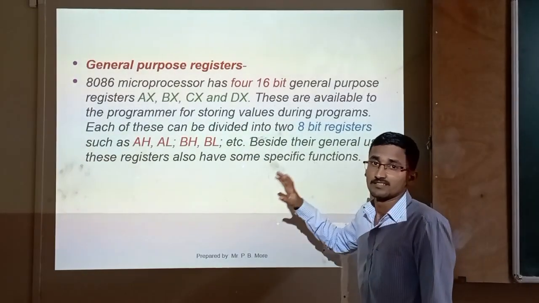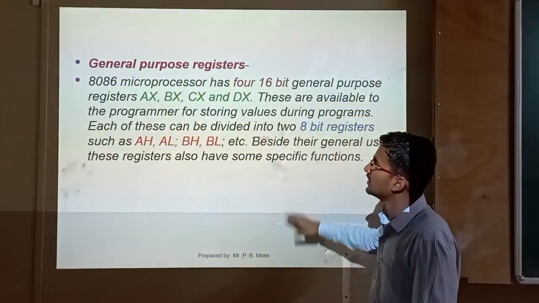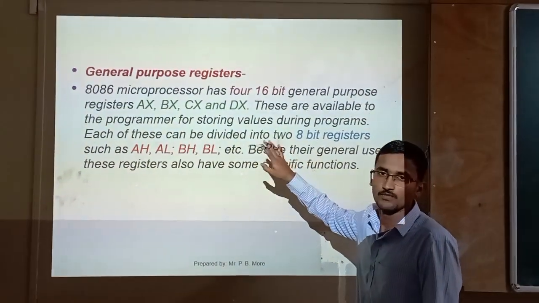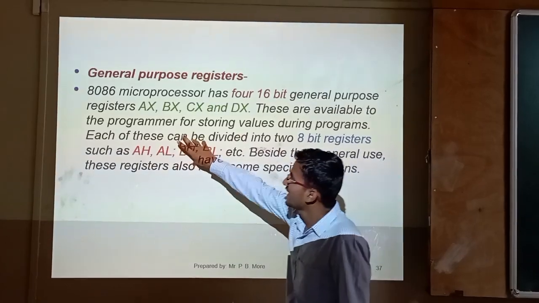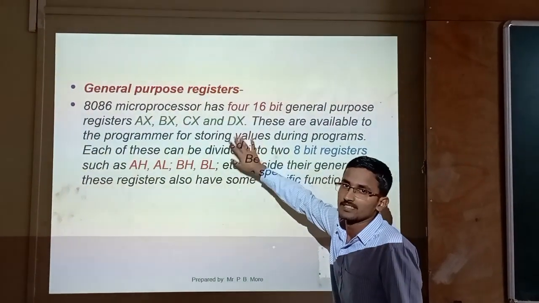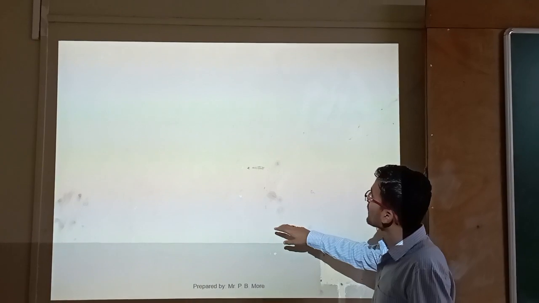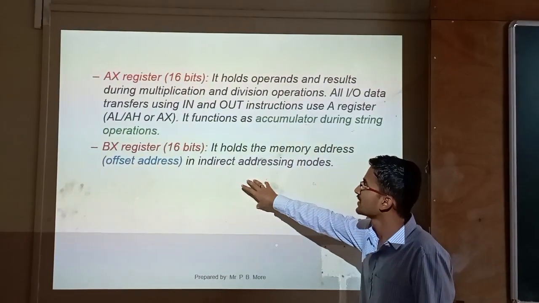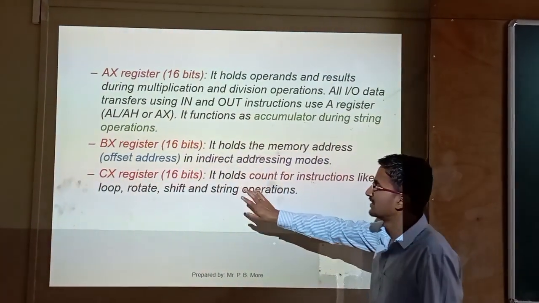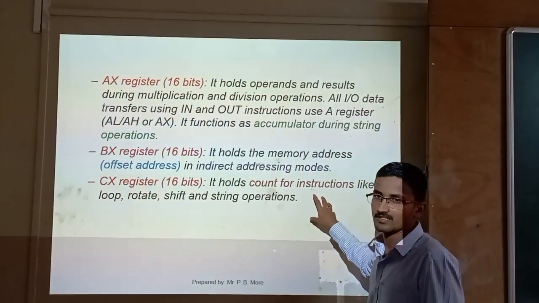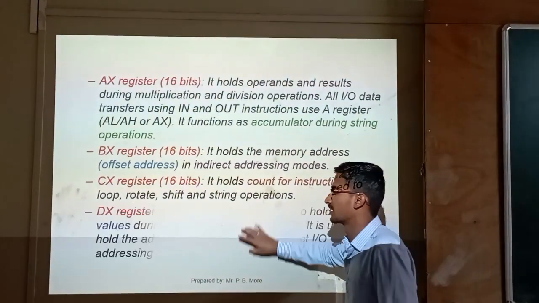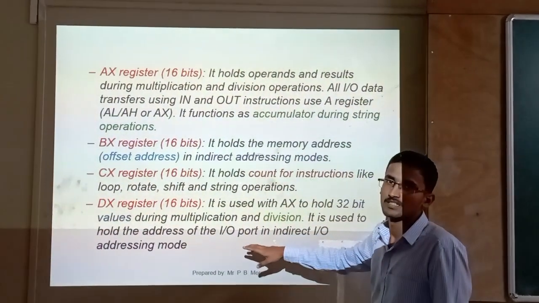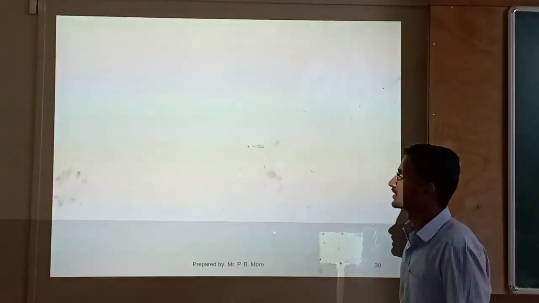Now we will see the general purpose registers in the execution unit. Similar to the BIU, it also consists of registers. 4 registers are used, that is AX, BX, CX and DX. The AX register consists of 16 bits and similarly the BX register consists of 16 bits. The CX register is used as the count for instructions like loop, rotate, shift, etc. The DX register is used with AX to hold 32-bit values. It is also used for multiplication and division purposes.